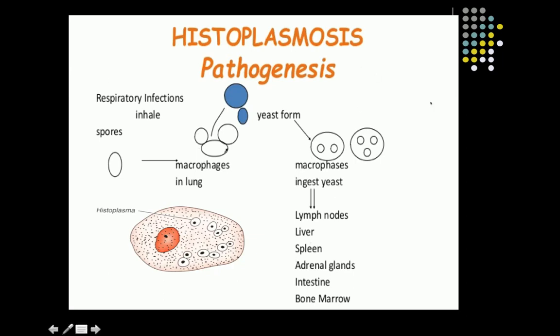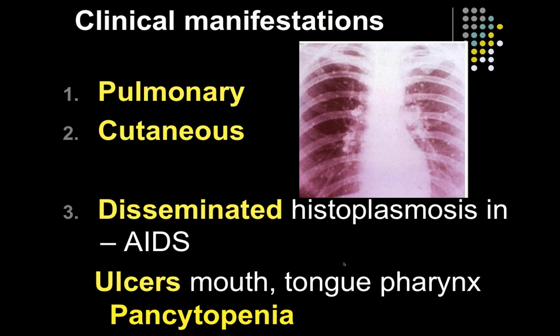This is another picture showing you the pathogenesis of histoplasmosis, respiratory infection by inhalation of these spores. The spores which are inhaled are taken up by the macrophages in the lung. In the macrophages, these spores are converted into budding yeast cells. The budding yeast cells start multiplying in these macrophages, and then they are carried by the bloodstream to the lymph nodes, liver, spleen, adrenal, bone marrow, etc. So I hope this pathogenesis is clear now. And then we move on to the clinical manifestation.